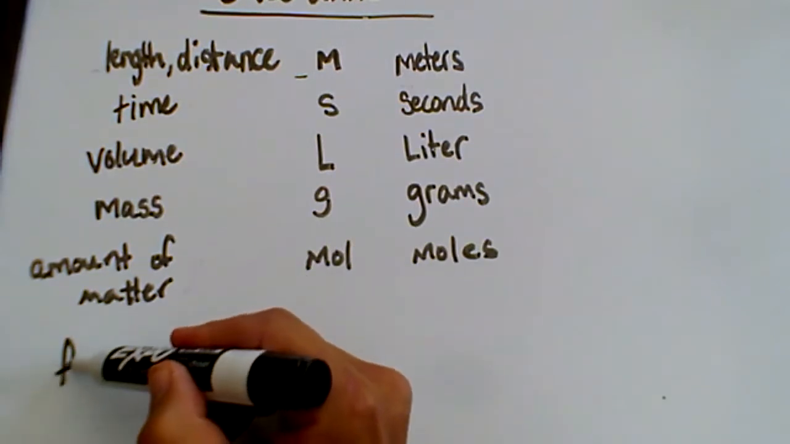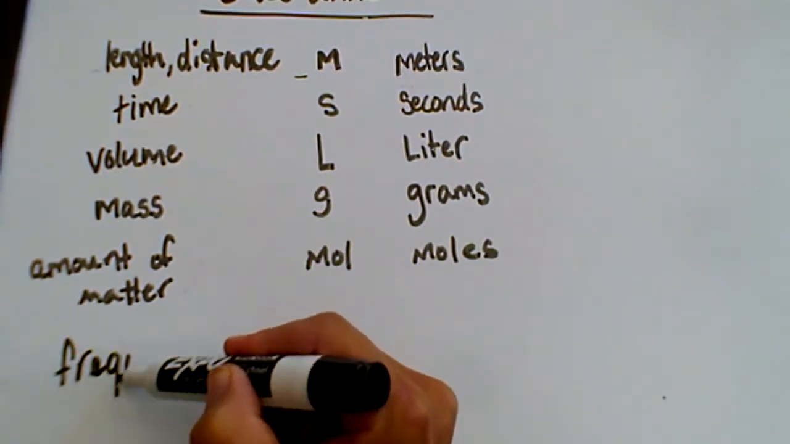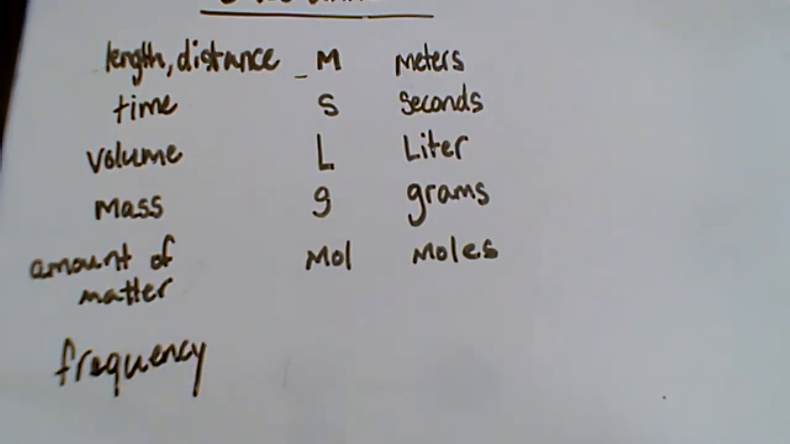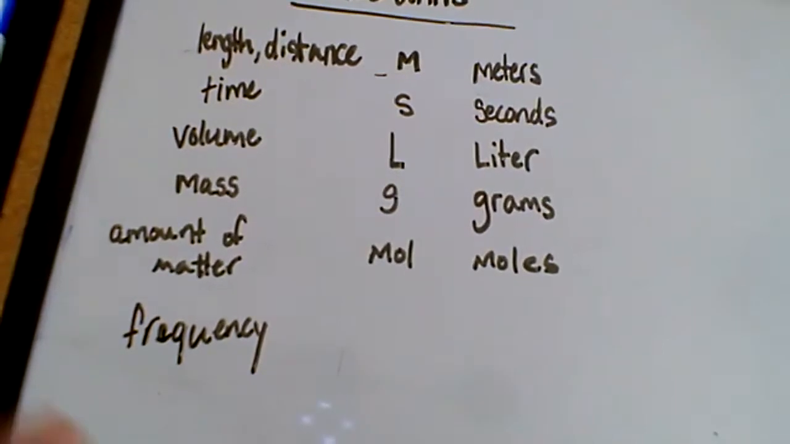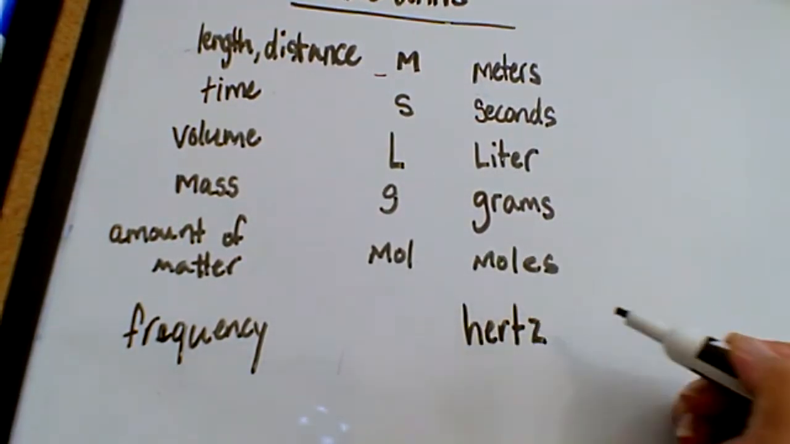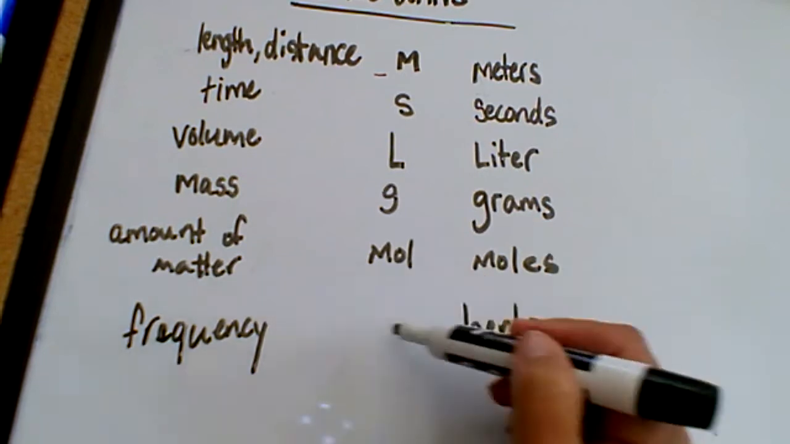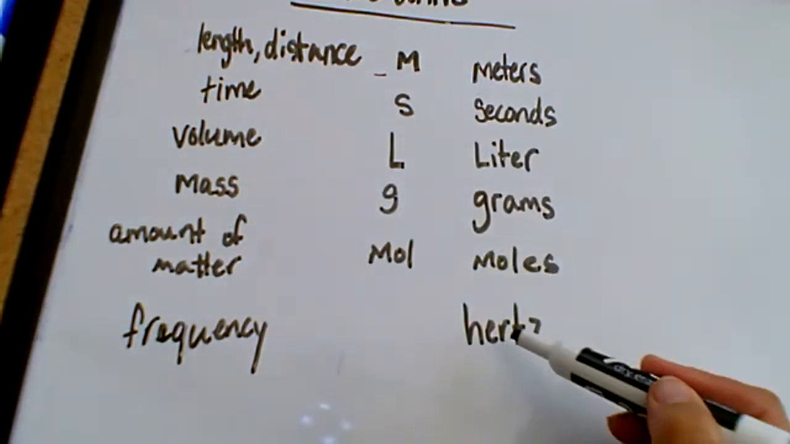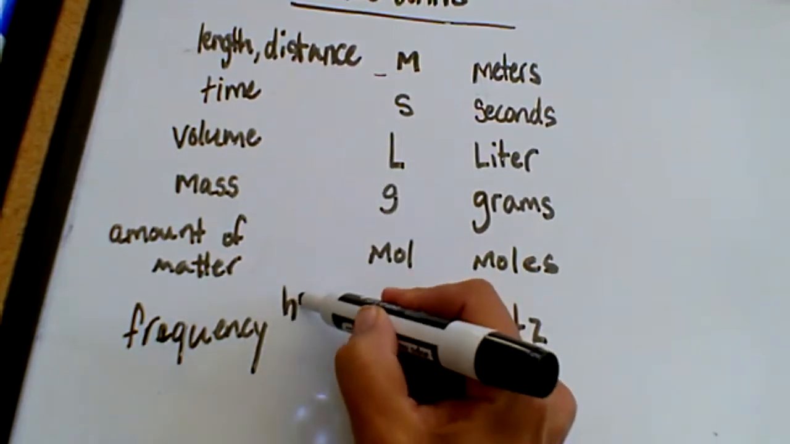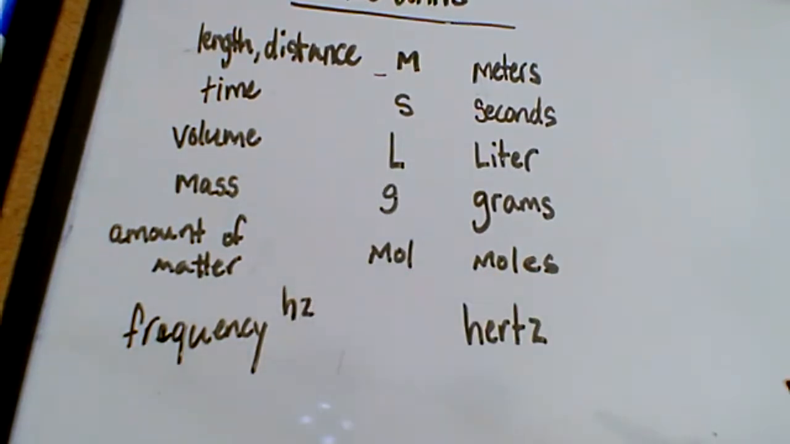We could measure the frequency, how often something occurs, okay? And that would be the hertz, okay? And there are several ways to symbolize hertz. One is, so give yourself some room here, write small. One is Hz for hertz.